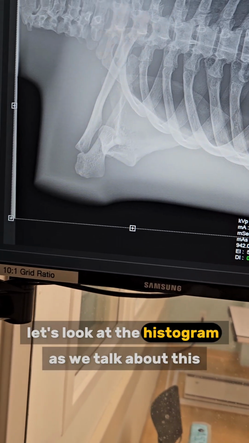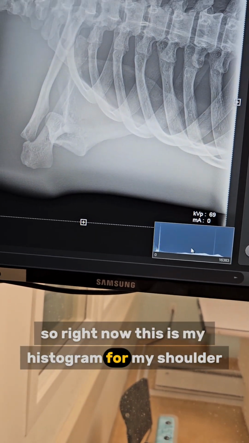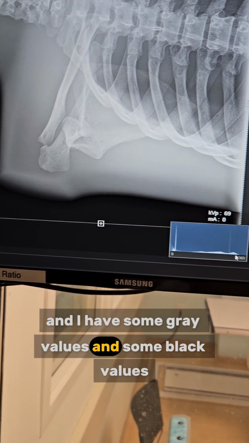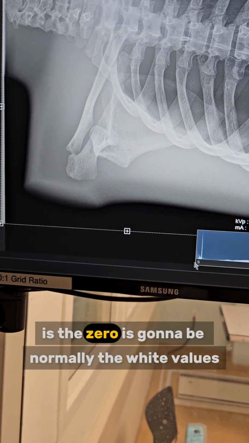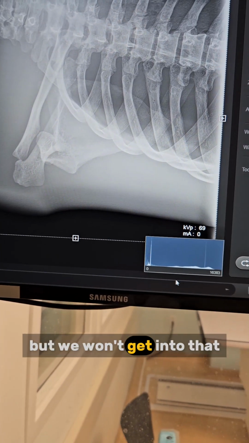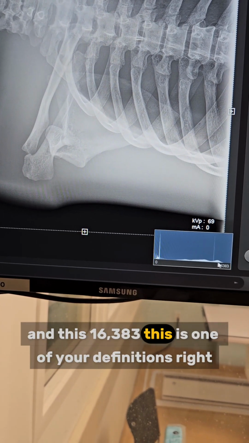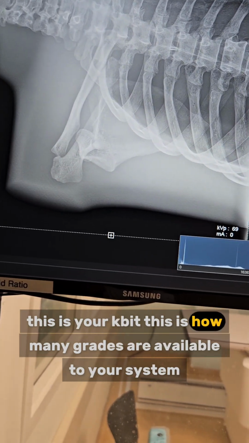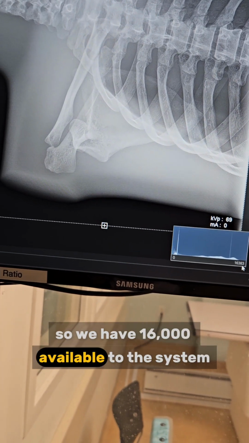Let's look at the histogram as we talk about this. Right now, this is my histogram for my shoulder, and I have some white values, some gray values, and some black values. Remember, the way the histogram is set up, the 0 is normally the white values. There are some places that are different, but we won't get into that. This 16,383 is one of your definitions. This is your K-bit. This is how many grays are available to your system. So we have 16,000 available to the system.